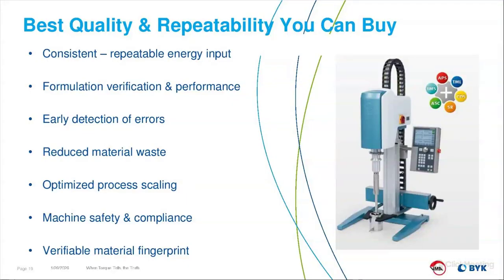Again, we talked about optimized process scaling. It makes it really easy to, I wouldn't say easy, but it makes it easier. It takes guesswork out of the scale up process. The machine safety and compliance, and making sure that your machine is not overburdened. And then again, the viable material fingerprint.